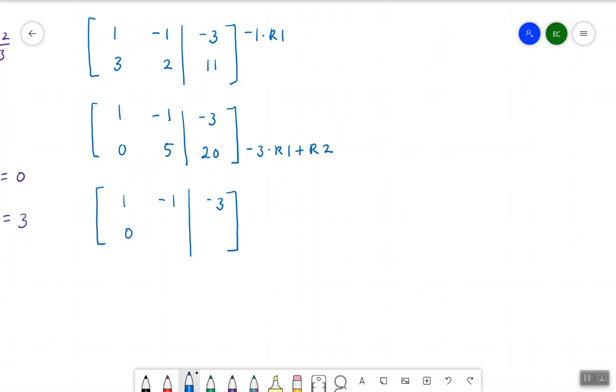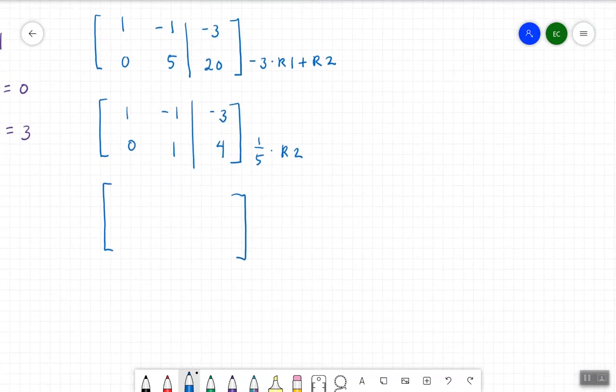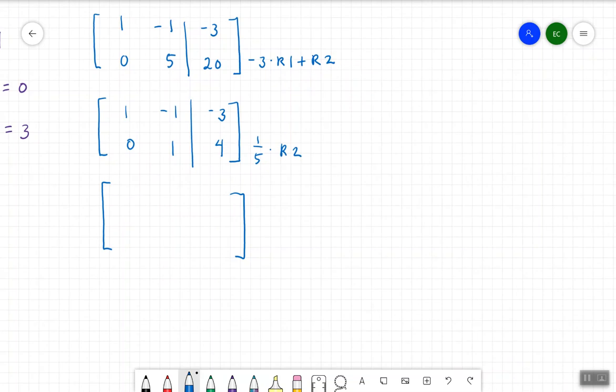Okay, so in the next step now, we finish the first column, we go to the second column, we put a 1 on the diagonal. How do we do it? Multiply row 2 by 1/5. And that will give us 1 and 4. And we can see that y is equal to 4.